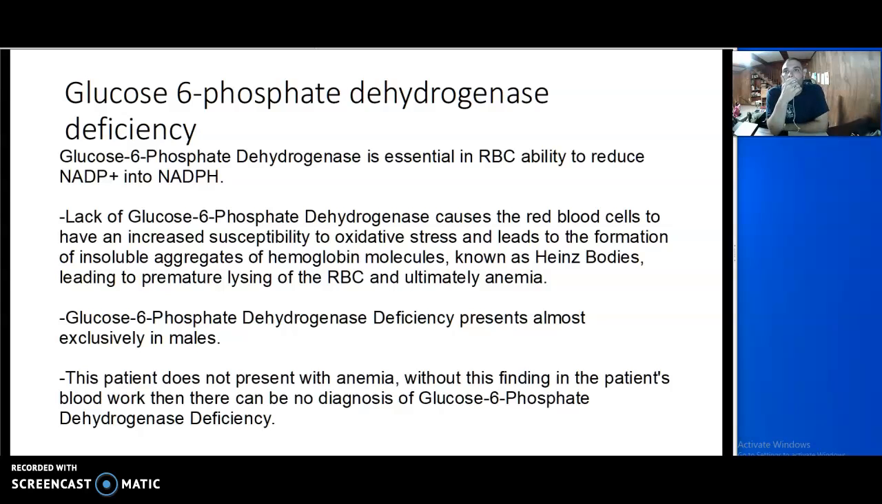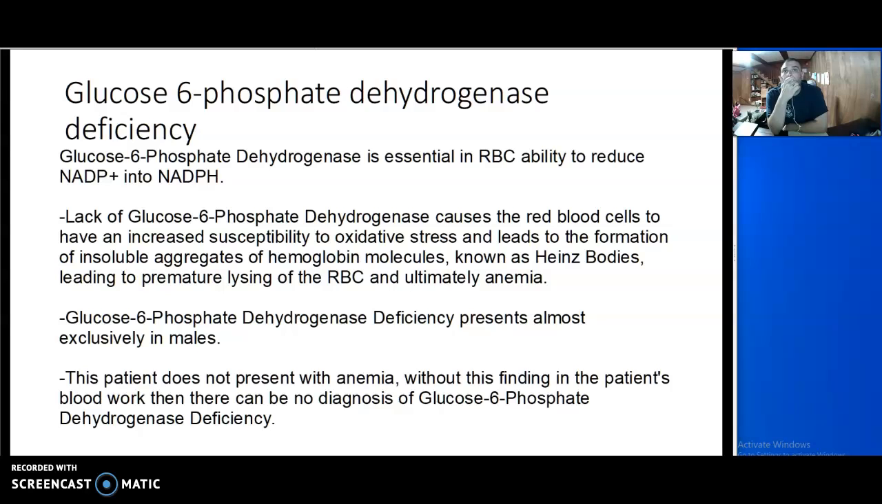Glucose 6-phosphate dehydrogenase deficiency. Although it does present with enlarged liver, the issue is that the patient's blood work does not show any anemia. Without the anemia, this just cannot be glucose 6-phosphate dehydrogenase deficiency.